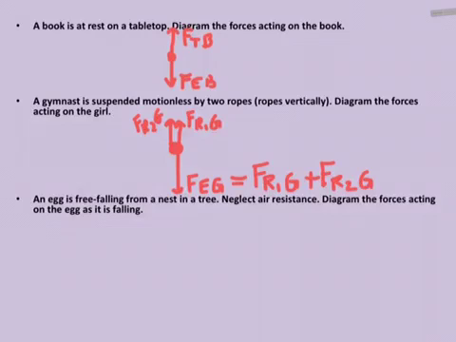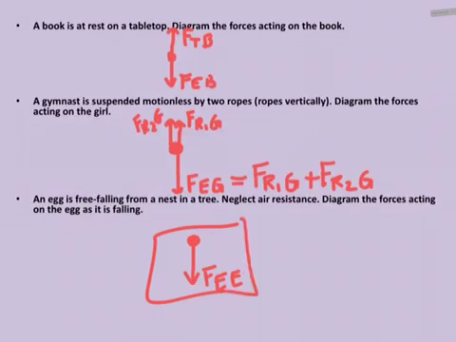And then our last example, an egg is in free fall from a nest, and we're going to neglect air resistance. So we have our egg, and we always have our one non-contact force, which will be the force of Earth on the egg. And then you ask yourself, is the egg in contact with anything else? We're neglecting air resistance, so we can't say air, and nothing else is in contact with it. So this is our free body diagram. Any free fall object is going to have this exact force diagram.